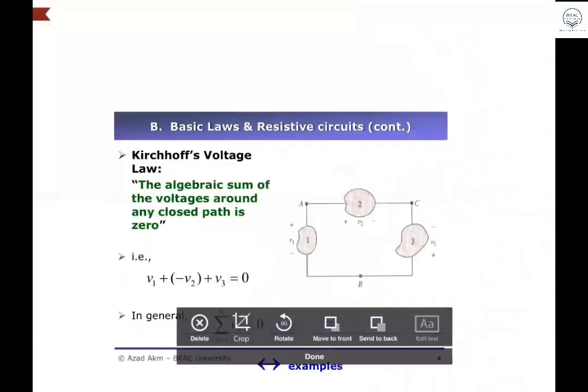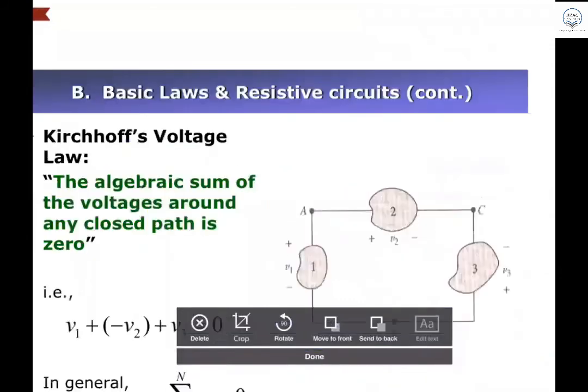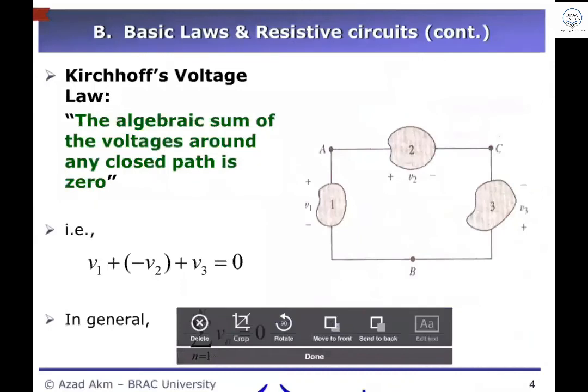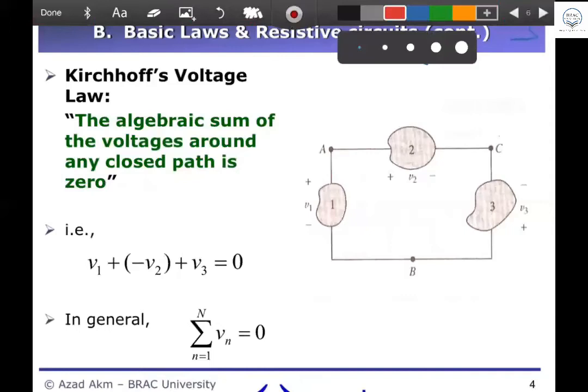What is that? This is KVL. Any question? No question regarding KCL, sir. Okay, go for the KVL. You also did the KVL in your school life, very much you are familiar with. KVL is the algebraic sum of the voltages around any closed path. What is a closed path? I don't need to tell you because you have already seen the loop and path. So a closed path is the loop.